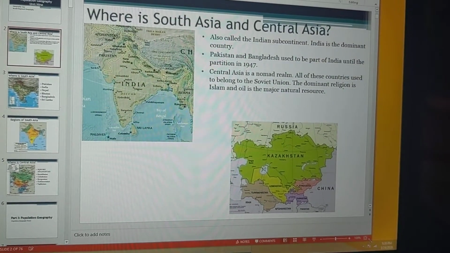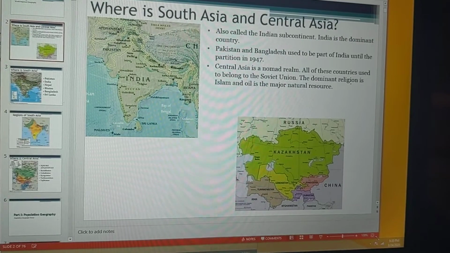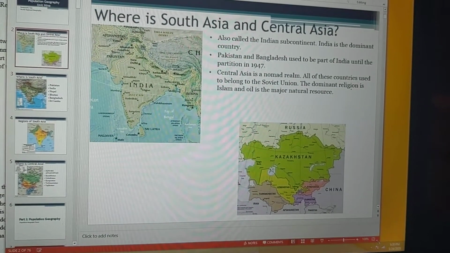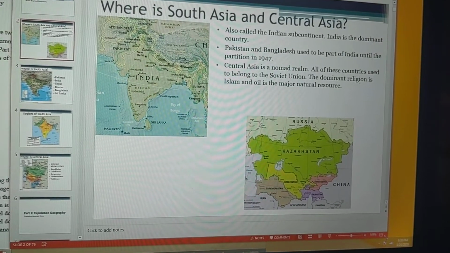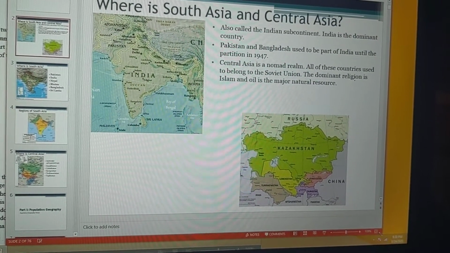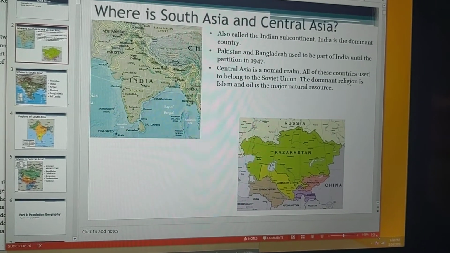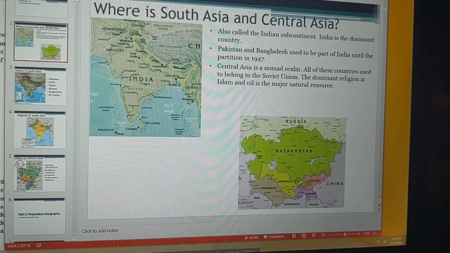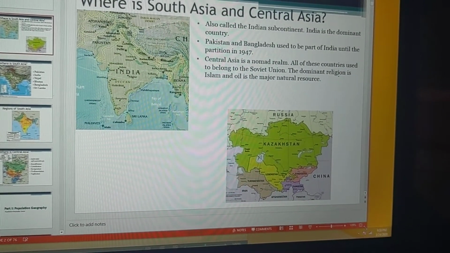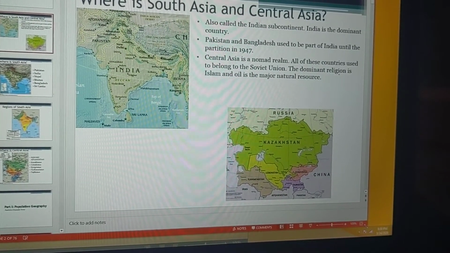So where is South and Central Asia? Oftentimes the countries of Bangladesh, Pakistan, Nepal, Bhutan, and Sri Lanka belong to what's called the Indian subcontinent. Of course, Pakistan, Bangladesh, and these other countries used to be part of India until the partition in 1947. Central Asia used to belong to the Soviet Union until it split apart in 1991.